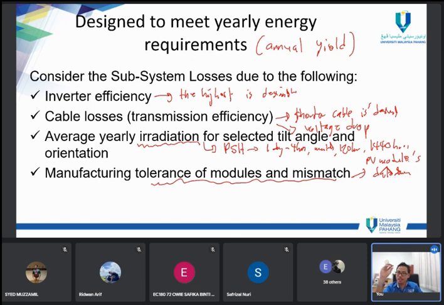The same datasheet that you refer to in order to know the value of VOC, the ISC, the PMP, the temperature coefficient, or the NOCT. From the same datasheet, you are going to get the manufacturing tolerance for this module. Later, I will teach you how to extract that. Okay, that manufacturing tolerance, the value in the datasheet.